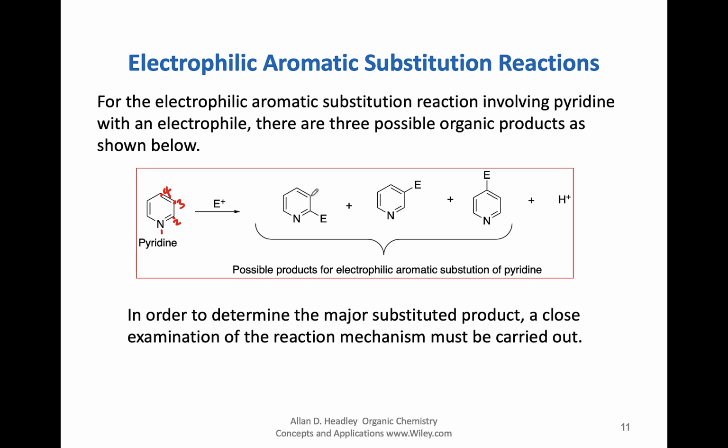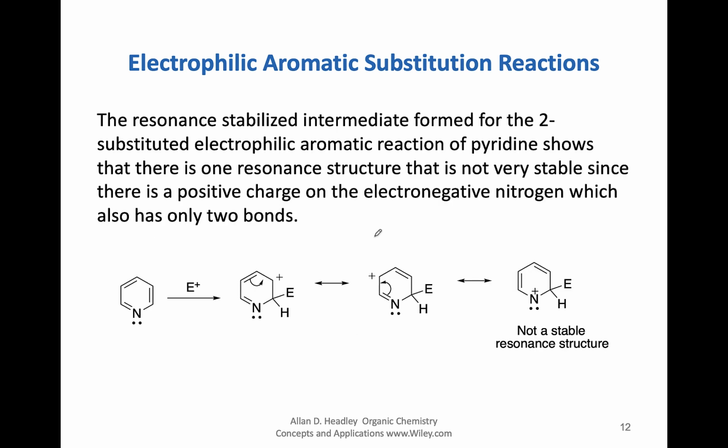So there are 3 possible products here. How do we know which is the major product? You know the system to determine the major product, and that is to look at the mechanism. We have to look at the mechanism to determine which is the most stable intermediate, because we know the most stable intermediate will lead to the most stable product. So let's look at this.